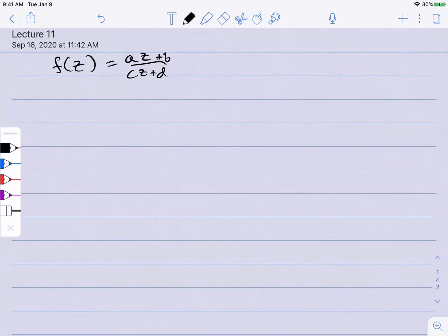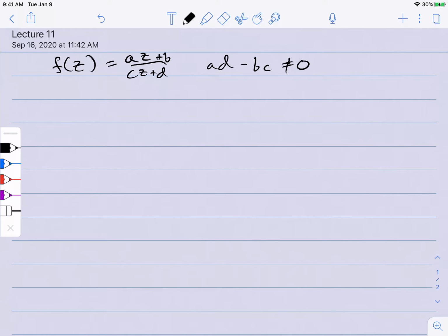Hi everyone. So in the last class we talked about functions known as Mobius transformations, which were defined to be the ratio of two linear functions. And we realized that we needed the condition that AD minus BC was not equal to 0, so that f wouldn't be a constant function. Otherwise it's a constant function.